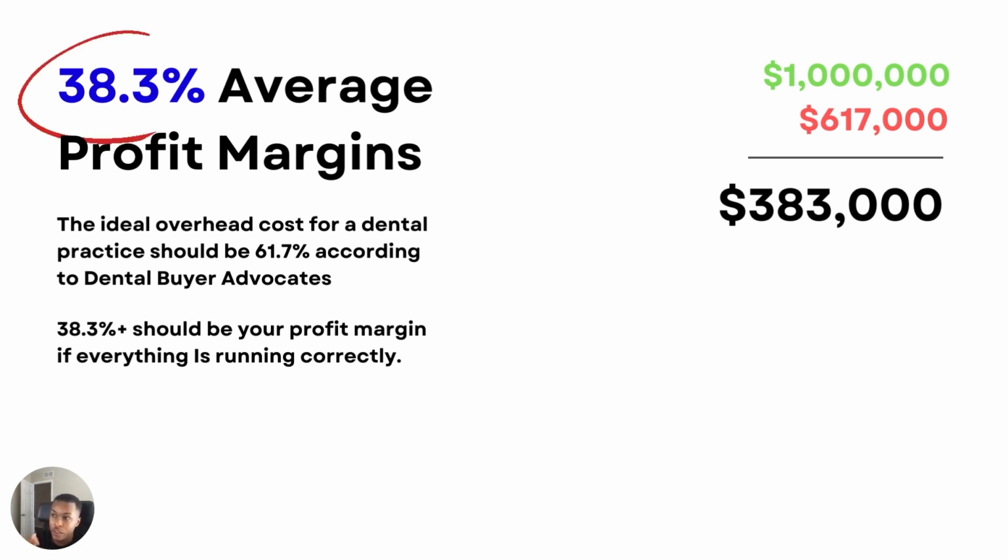As you see on the right hand side, I just threw out a number. This is not from a particular practice, but it's just a number to help you understand the profits that you can expect with the 61.7% overhead, and how even a small percent difference can be a dramatic difference between you being able to scale, buy more time for yourself, or invest in new machines, or whatever the case may be.